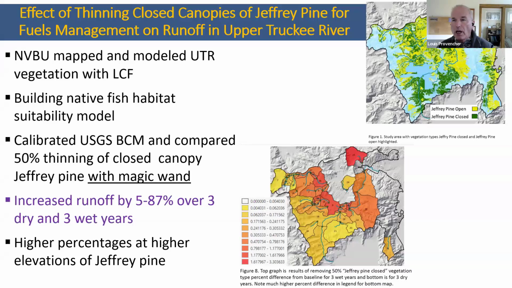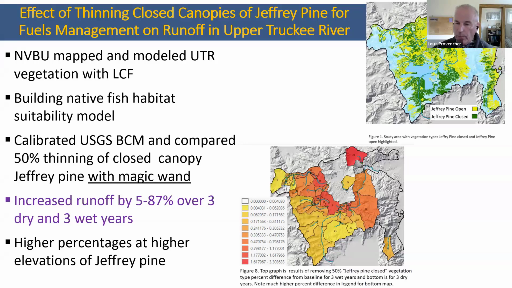And then we did hydrologic work where we're working with Flint Hydroscience. We're using the USGS basin characterization model. So we did this project here. And what basically they did is, once we calibrated the basin characterization model, the hydrologic model, they did a magic wand exercise. This is ongoing work, by the way.